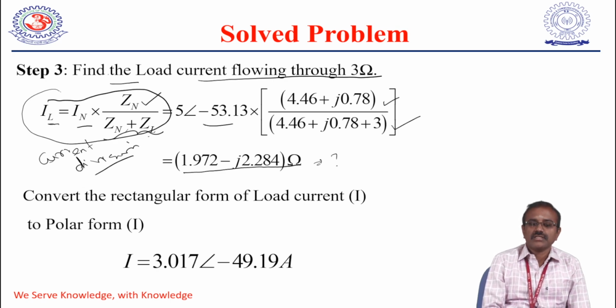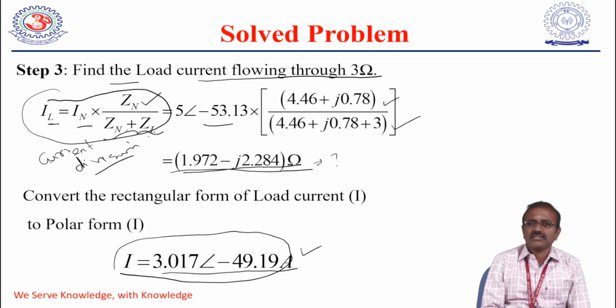Next, this rectangular form we need to convert to polar form. So we are getting the answer as 3.017 angle minus 49.19 amps. So this is our load current for Norton's theorem.